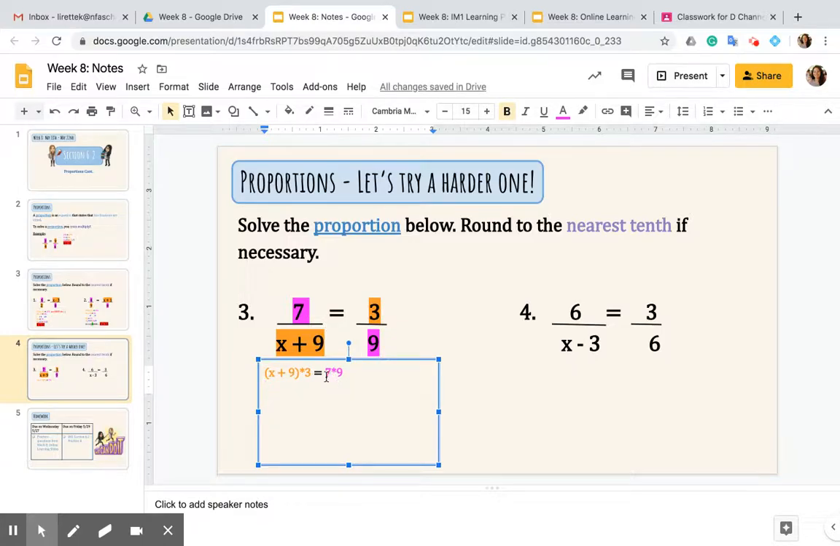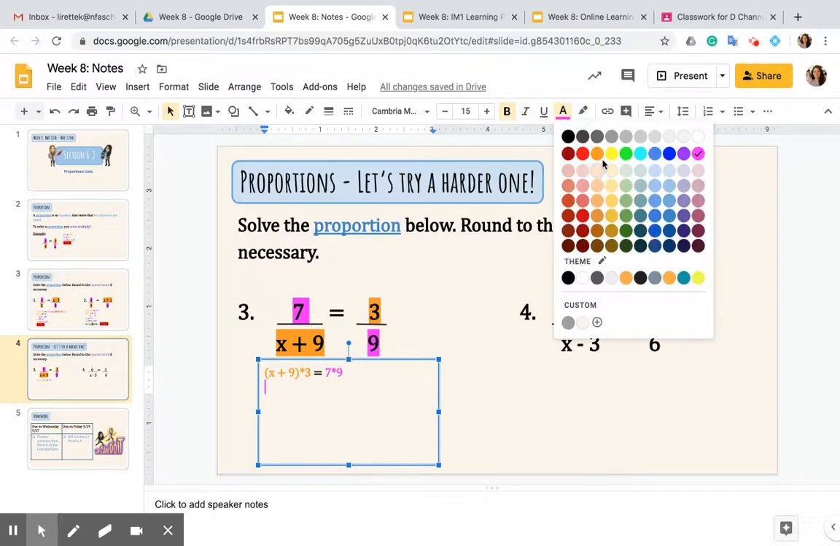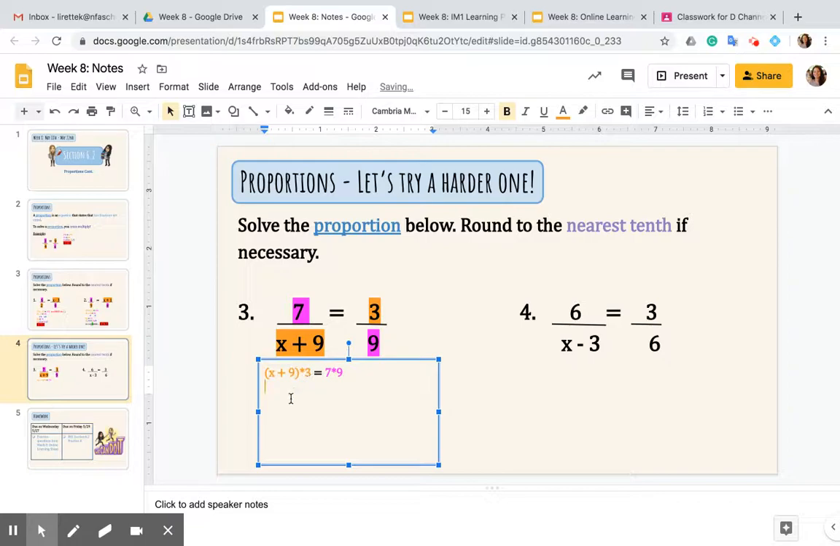Okay, so I've got my pink product set up here. Now, on the part that contains the parentheses, I'm going to use the distributive property the same way as last time. I'm going to take this number on the outside, multiply it to everything on the inside. I'm going to start with the x. 3 times x gives me 3x. 3 times 9 gives me positive 27. I'm going to bring down my equal sign, and on the right side, I'm going to multiply. 7 times 9 gives me 63.